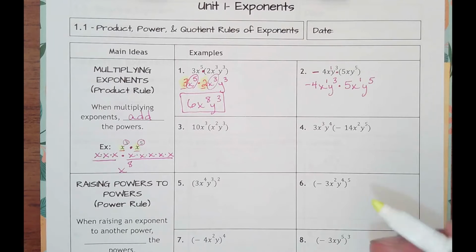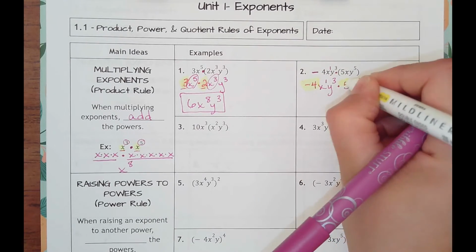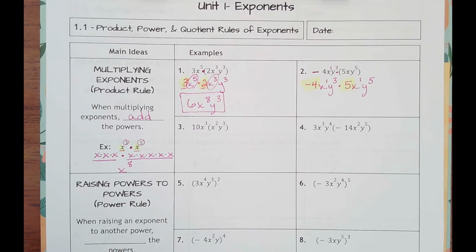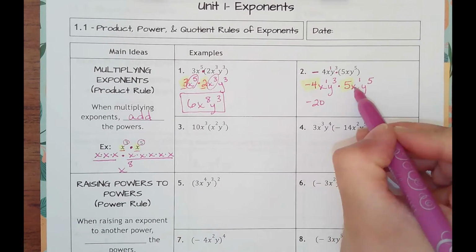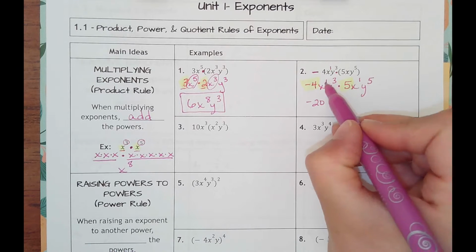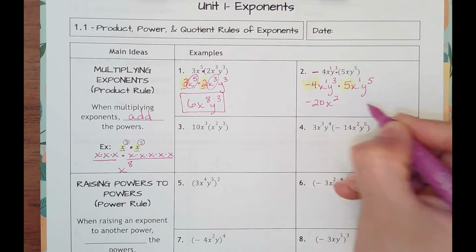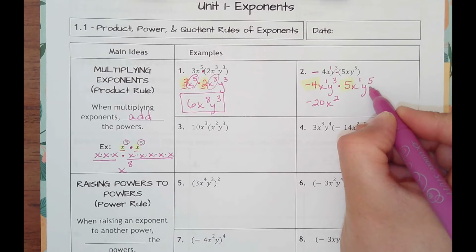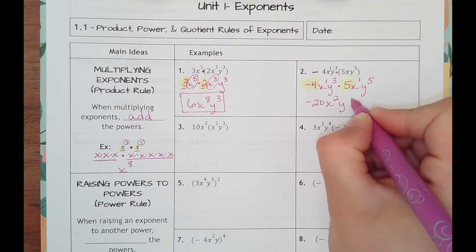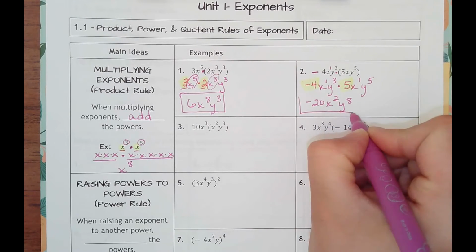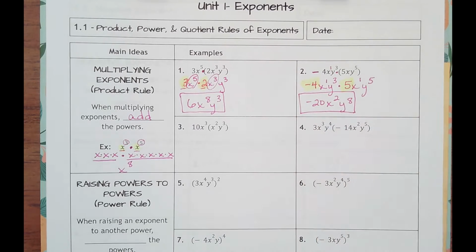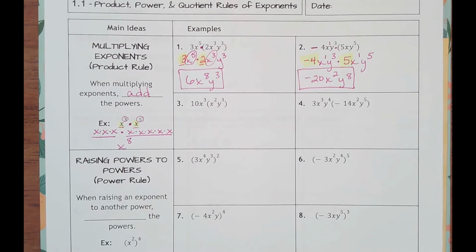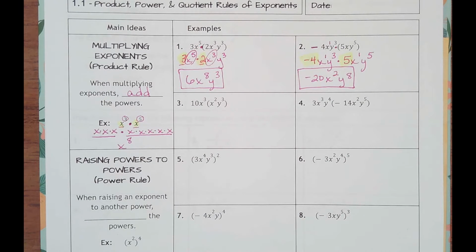Okay, so you would want to multiply your coefficients or your numbers in front. Negative 4 times 5 would be negative 20. We have an x times an x, or 1 plus 1 would be x squared. Y cubed times y to the fifth, 3 plus 5 would be y to the 8th. That 3 and 5 keeps showing up. So your final answer would be negative 20 x squared y to the 8th power. All right, if you feel good, you can pause and try 3 and 4.